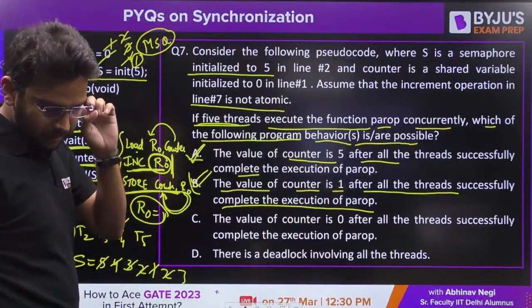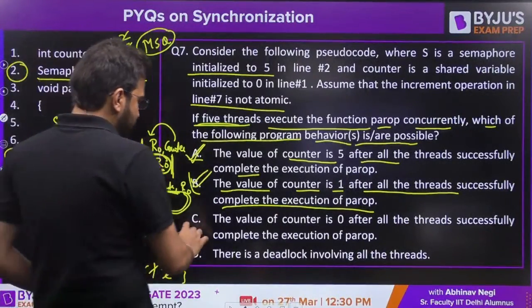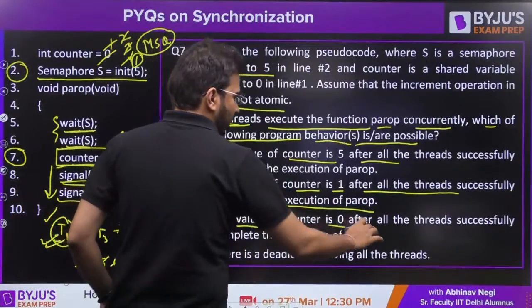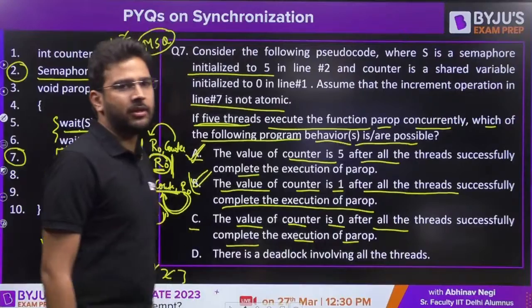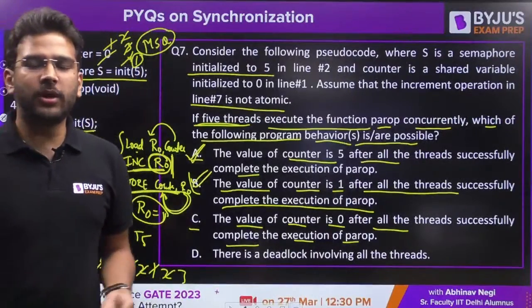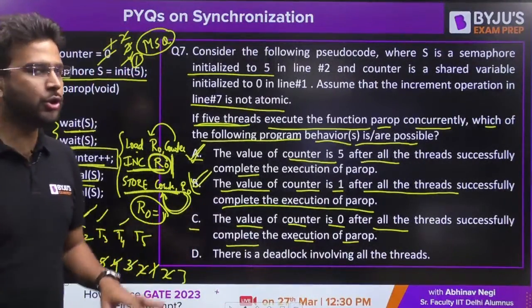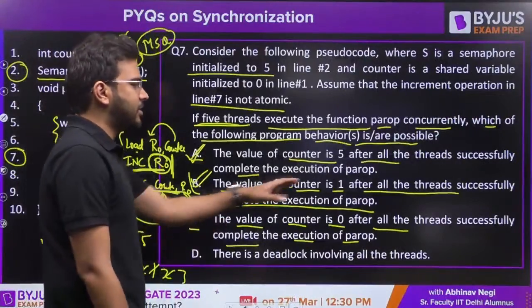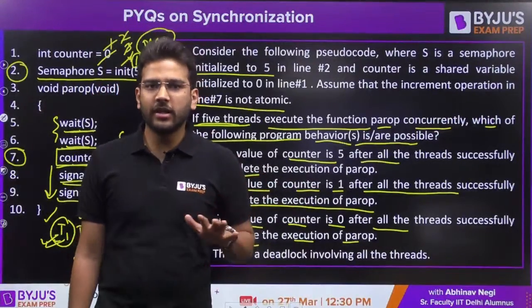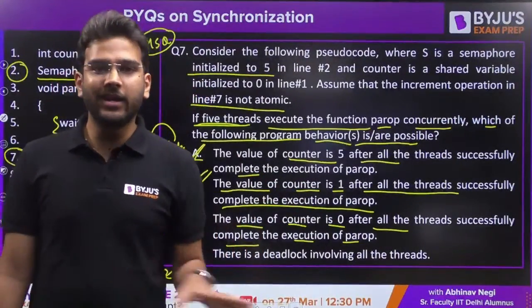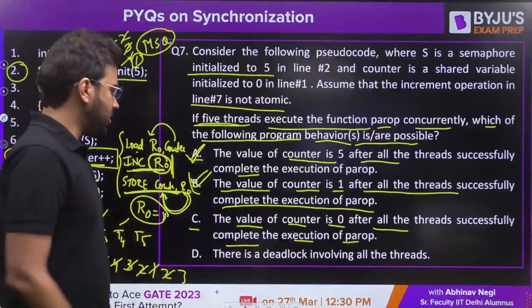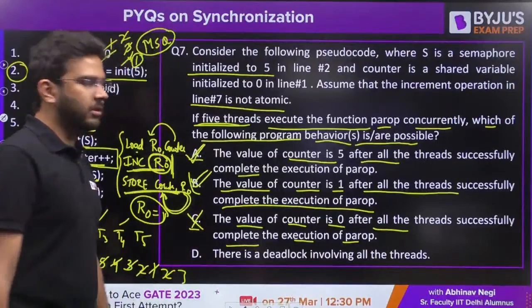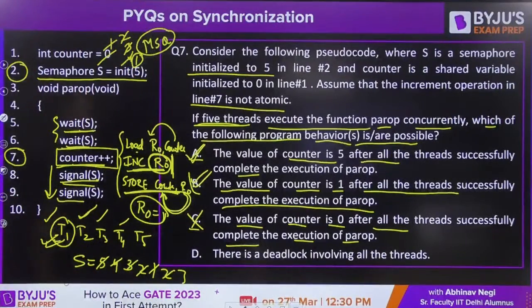Is it clear, everyone? Now option C, the value of counter is 0 after all the threads successfully complete the execution of perop. Is it possible that we can have a 0 value and all the threads have completed their execution? No. The minimum value we can have is 1, and we have seen that case 0 is not possible in any case, because ultimately they are going to increment the counter. So option C is not possible here.